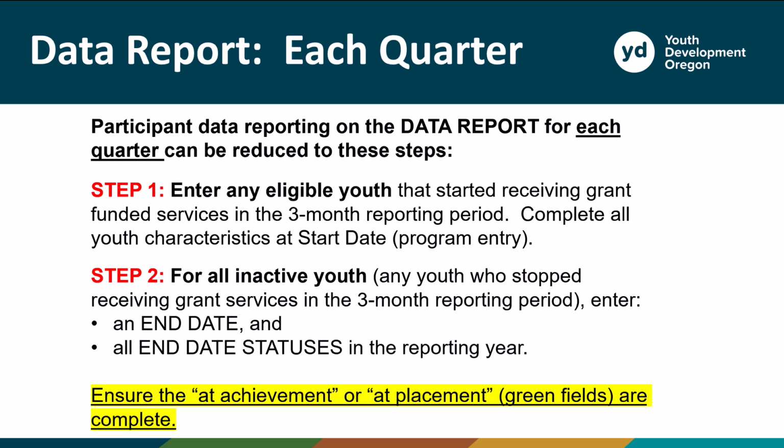Okay, so participant data reporting can be reduced to these steps. Step 1, enter any eligible youth that started receiving grant-funded services in the 3-month reporting period. Be sure to complete all youth characteristics at start date. Step 2, for all inactive youth, that's any youth who stopped receiving grant-funded services in the 3-month reporting period, enter their end date and all end date statuses.